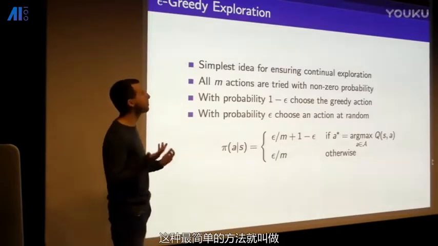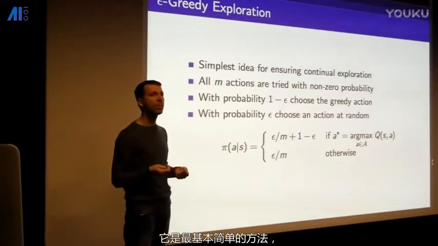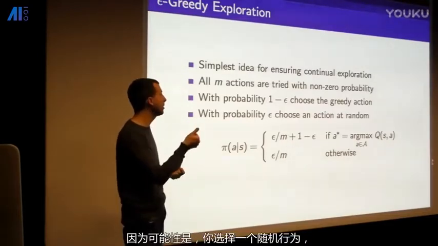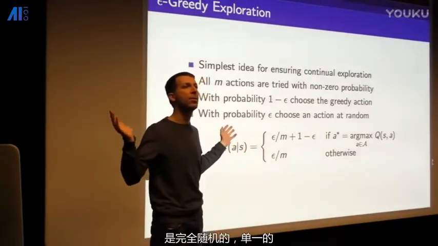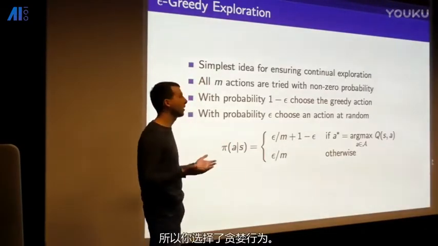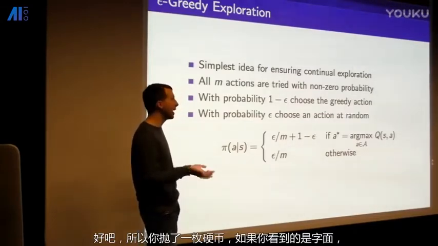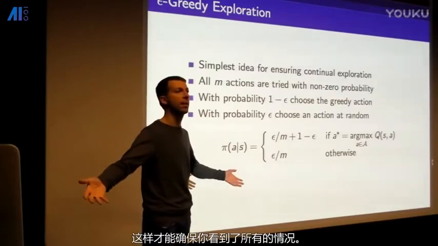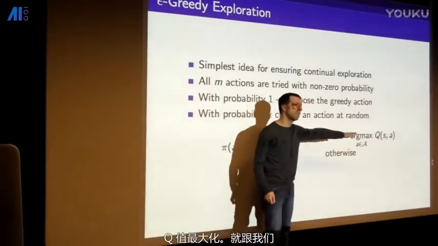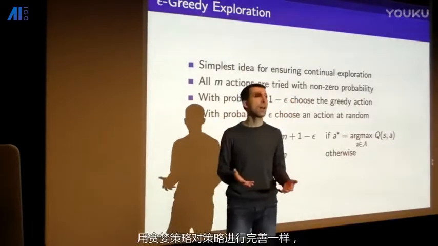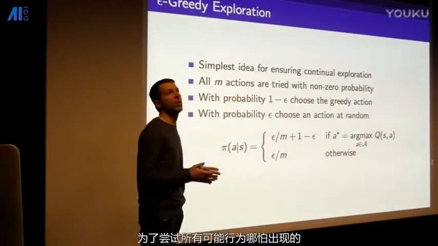And the simplest idea is what's called epsilon greedy exploration. And it's very simple. All it says is that you flip a coin. With probability epsilon, you choose a random action, completely random, a uniform random action. With probability 1 minus epsilon, you choose the greedy action. Okay? So you flip a coin. If it comes up heads, you act completely randomly to make sure you see everything. If it comes up tails, you choose the best thing that you know so far. You take your argmax over your Q values. So it's just like our greedy policy improvement, but we've softened it a little bit to make sure that with some small probability, you try all the other actions.